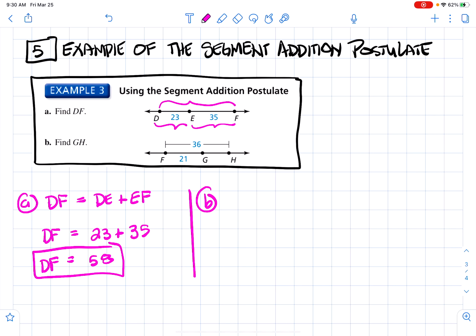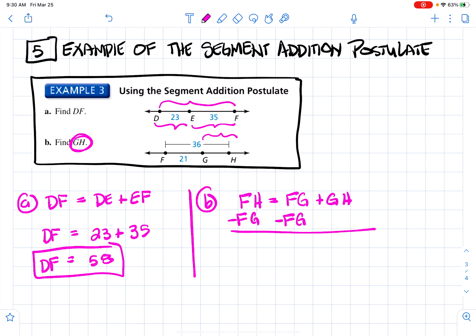And then part B says, let's find GH. So it only wants this part right here. Using the ruler postulate and the segment addition postulate in conjunction, we can say the grand total, FH, is equal to FG plus GH. And it wants me to find GH, so I'm going to solve for GH by itself first. I'm going to subtract line segment FG from both sides of my equation, and I would have FH minus FG is equal to GH, and that's the thing I'm looking for.